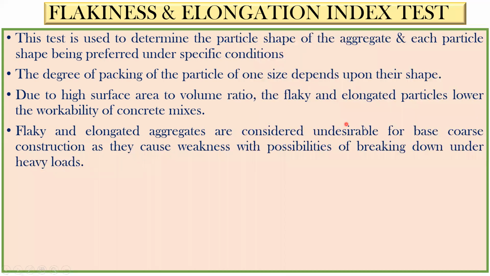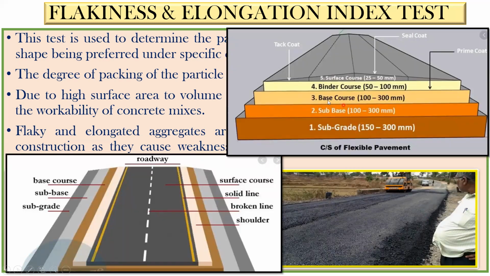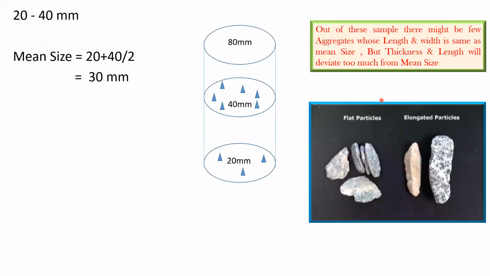So what was written here: flaky and elongated aggregates are considered undesirable for the base course. That is, this is my base course. So whenever you put the base course, we have to make sure that we are not using an aggregate which has flaky and elongated aggregates in it. So this is the practical use of this test. Now how this test has to be performed, we'll see that.